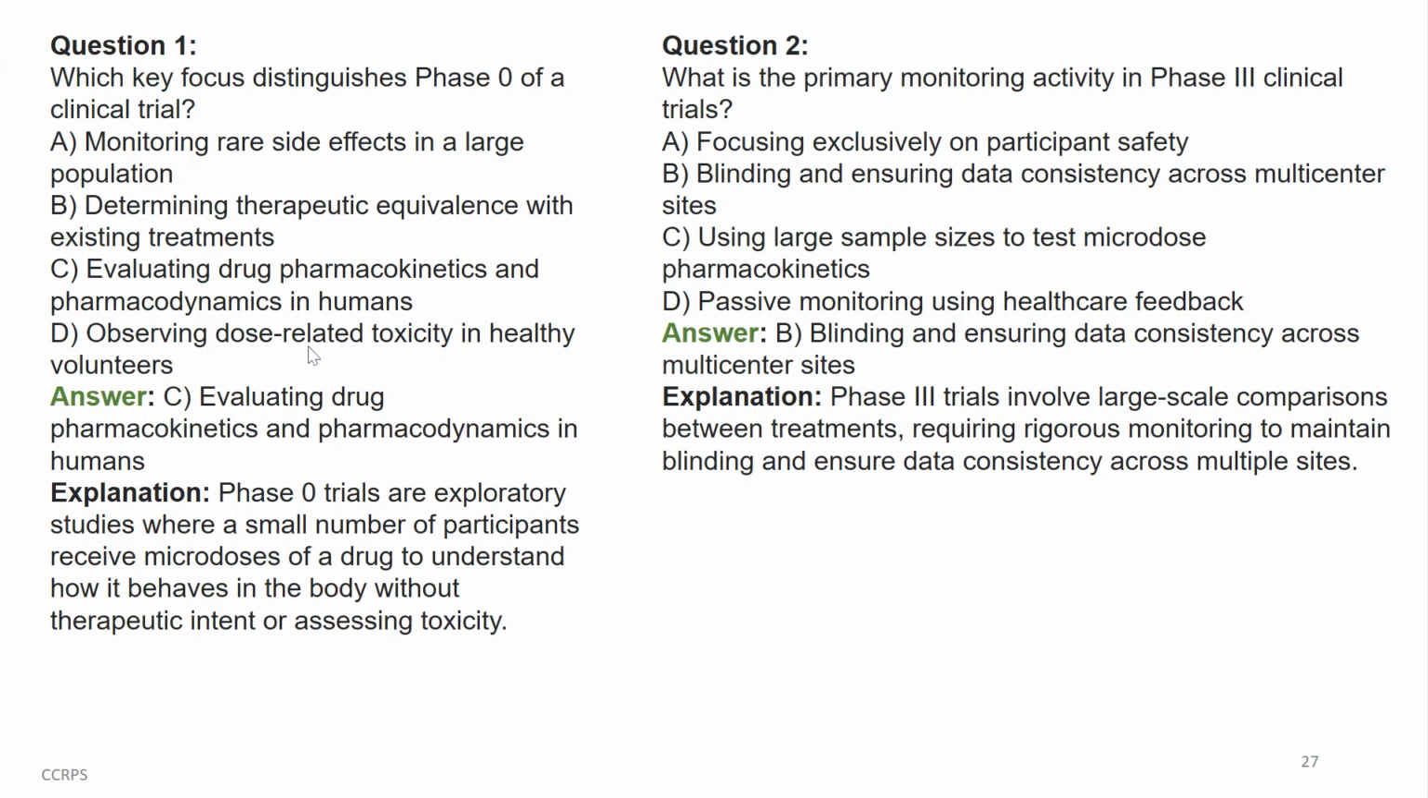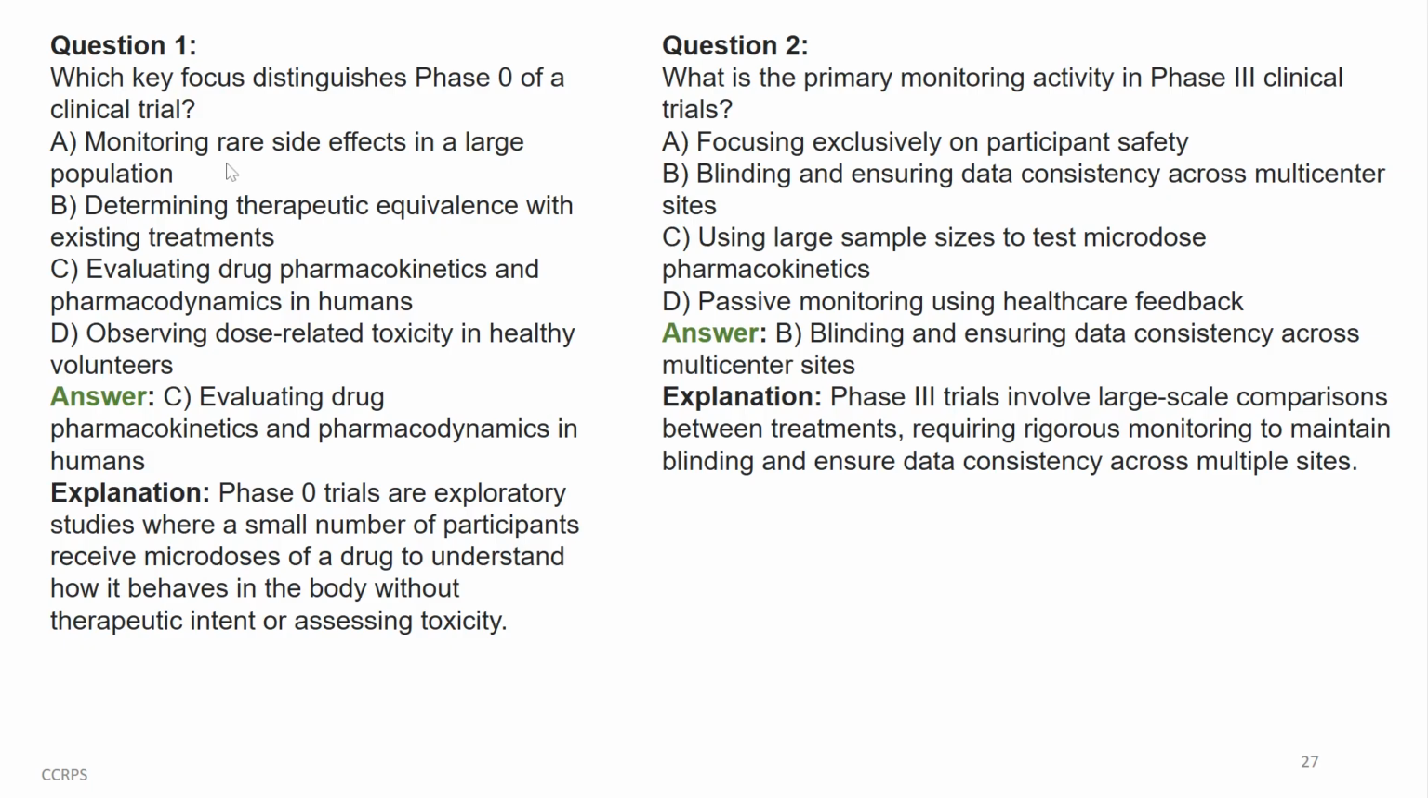That would be a phase 1 in healthy volunteers. So mostly it will be C, evaluating drug pharmacodynamics and pharmacokinetics in humans. As for A here, rare side effects in a large post-marketing population is phase 4. Determining therapeutic equivalence with existing treatments or placebo will be phase 3. And D is phase 1.